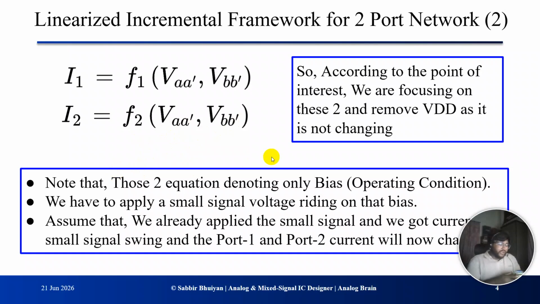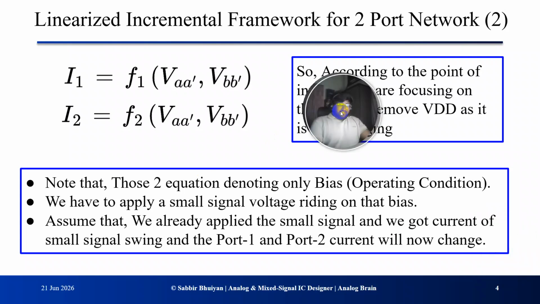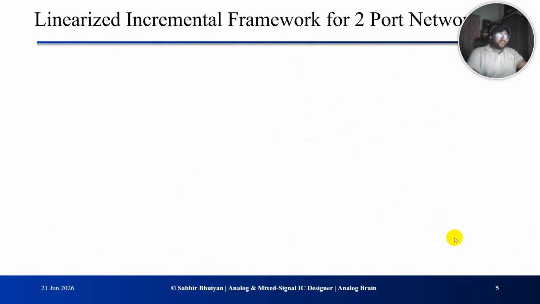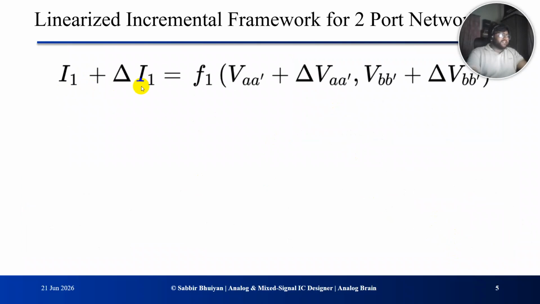So assume that we already applied the small signal and we got the small signal current swing, and the port 1 and port 2 currents will now change. So this is I1 plus del I1. This del I1 is nothing but the current due to the signal swing. And this del VAA prime is your small VGS, and del VBB prime is your small VDS.